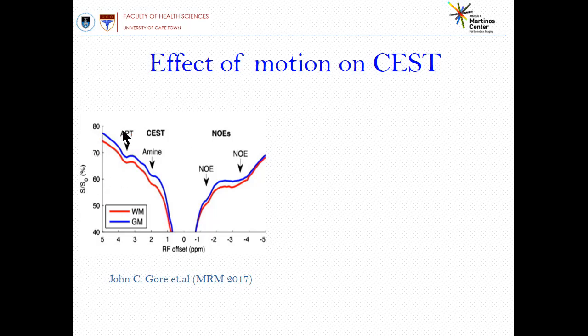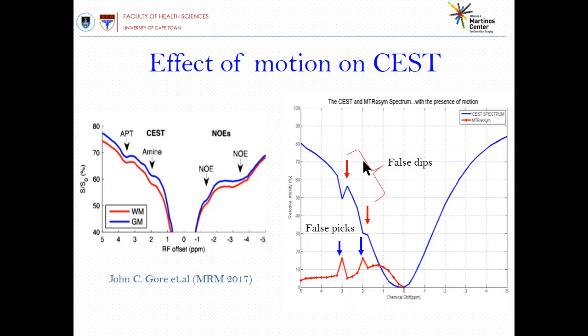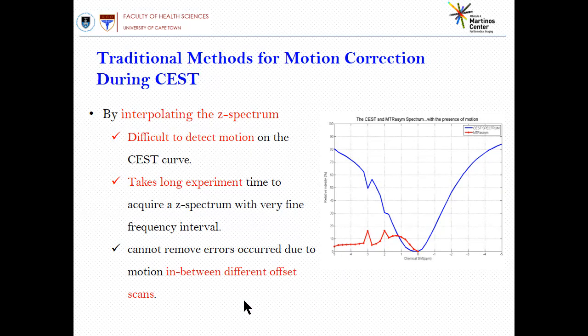On this picture, you see the detection of APT and amine on the white matter and gray matter. This dip indicates a detection of molecules. The same curve may look like a detection of this APT or amine, but it is totally due to motion. So motion on CEST may lead to misinterpretation of the data.